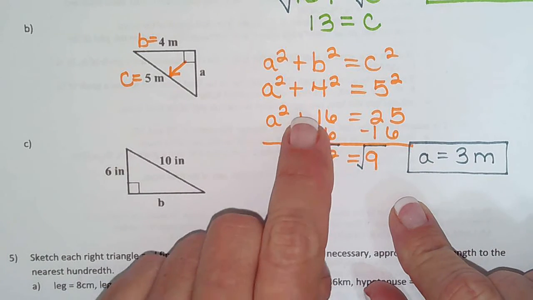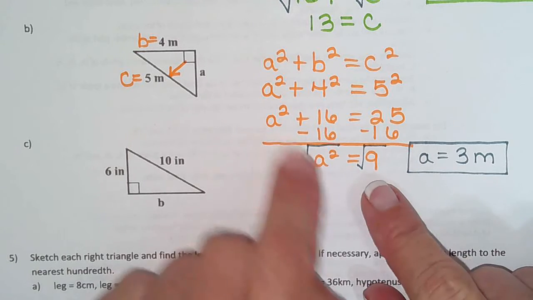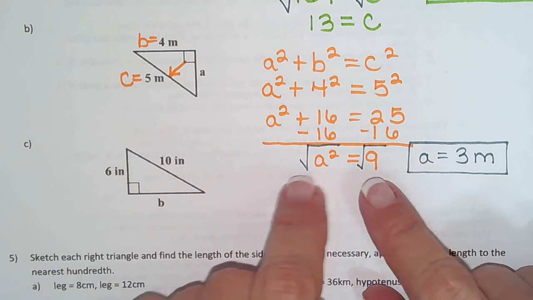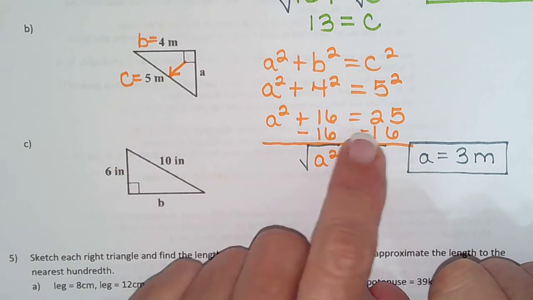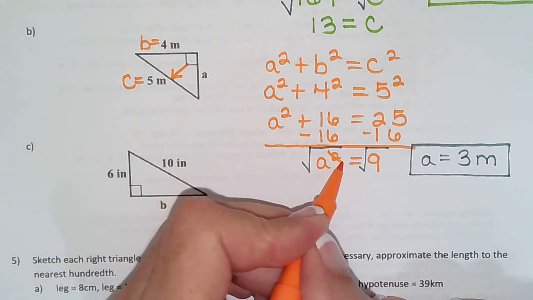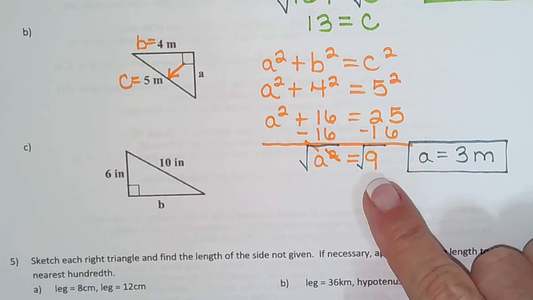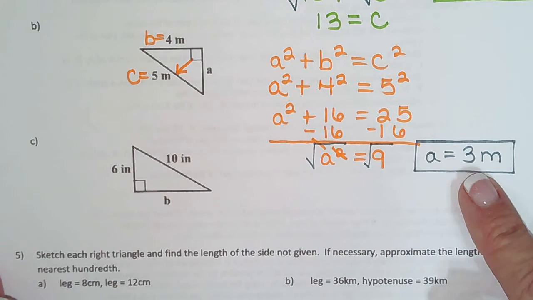So this was addition. So do the opposite, subtract. We get a squared is 9, but we have to undo the a squared, which means square root both sides. So these cancel, as we said above, and we get a equals square root of 9, 3, and the units on the pictures meters.